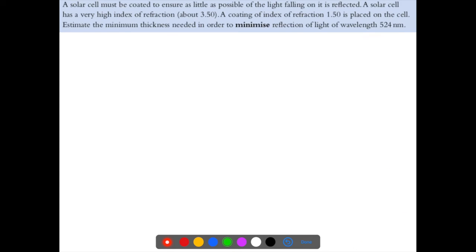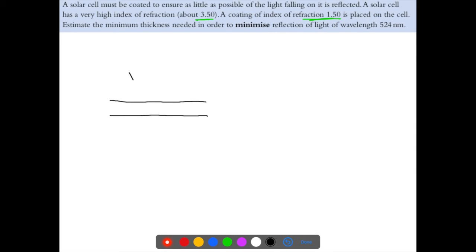So here's one example. I didn't show this in my original thing, but solar cells have to be coated so that light falling on it is not being reflected, right? We want as much of the light being absorbed as possible, obviously, for a solar cell. Okay, so a solar cell has a very high index of refraction, 3.5. The coating has this index of refraction. All right. So here's the scenario that we have. I haven't even finished, but I really like drawing pictures so that I have an understanding of what's going on, and then I'll finish reading the question.